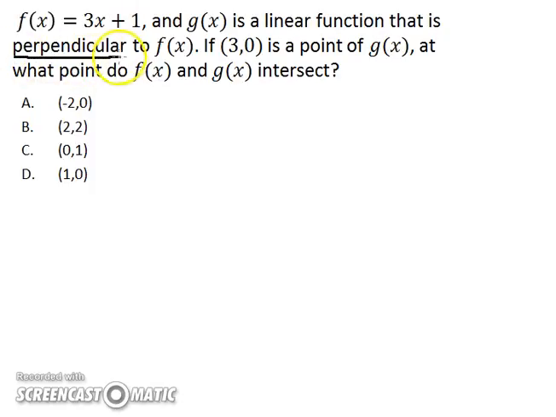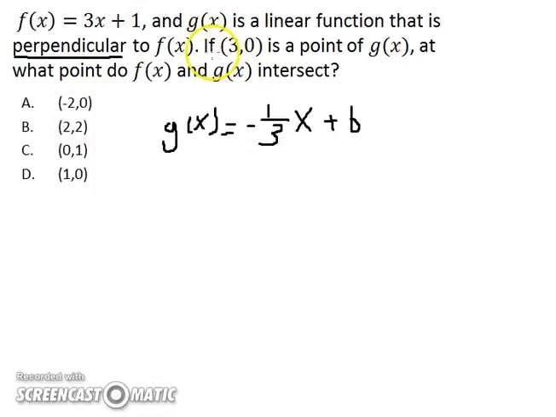this right here: perpendicular. g of x is perpendicular to f of x. That means that the slope of g of x is the negative reciprocal of the slope of f of x. So the slope of g of x is negative 1/3. So our equation for the line g of x is negative 1/3 x plus our y-intercept. But we don't know our y-intercept, so we'll put b in there for right now.